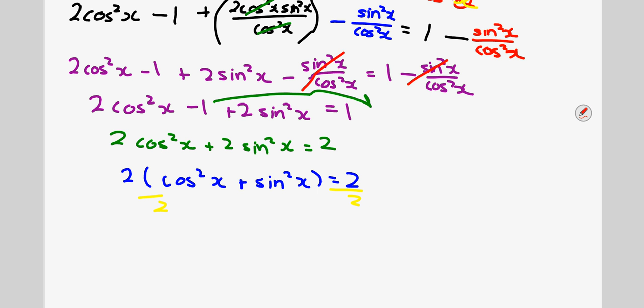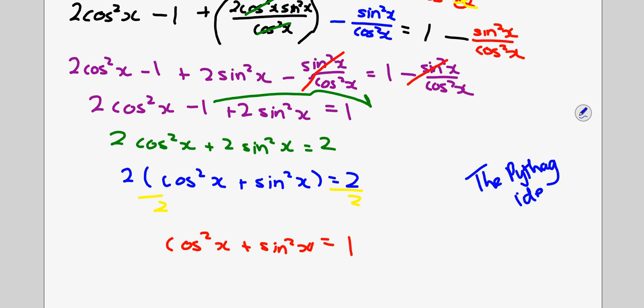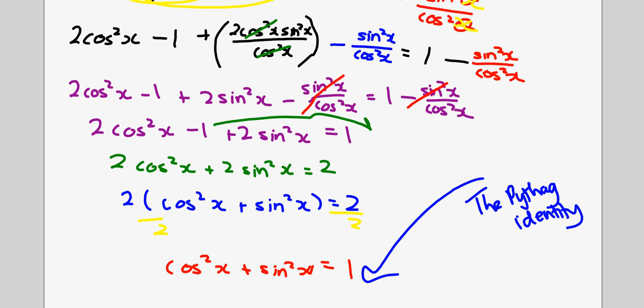Cos squared x plus sine squared x equals 1, which is our Pythagorean identity. So you prove it. It reduces to the Pythagorean identity. By the way, we added that fraction to both sides, if you want to make a note of that.